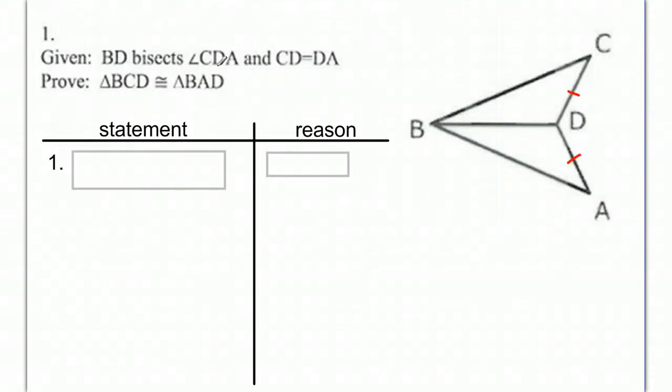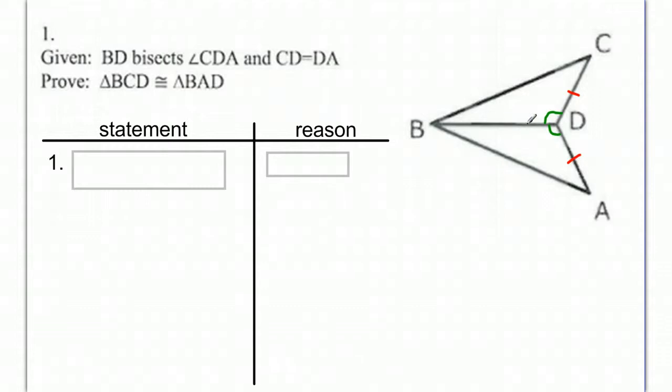And it says BD bisects CDA, which tells me that these two angles here are each going to be half of the total. And if they're each half of the total, they're going to be equal to each other. So bisecting means that it cuts it in half. So now I have a side and a side that are equal, and an angle that are equal. For my triangle congruence, I can do angle, angle, side, which would mean I'd have to prove somehow that these two angles up here are equal. Or I could do side, angle, side, and that would be another way to prove congruence.